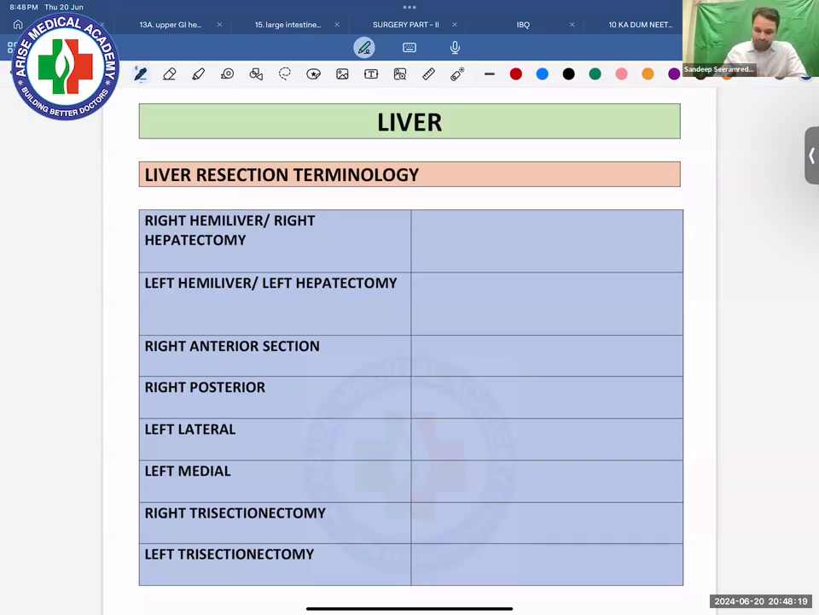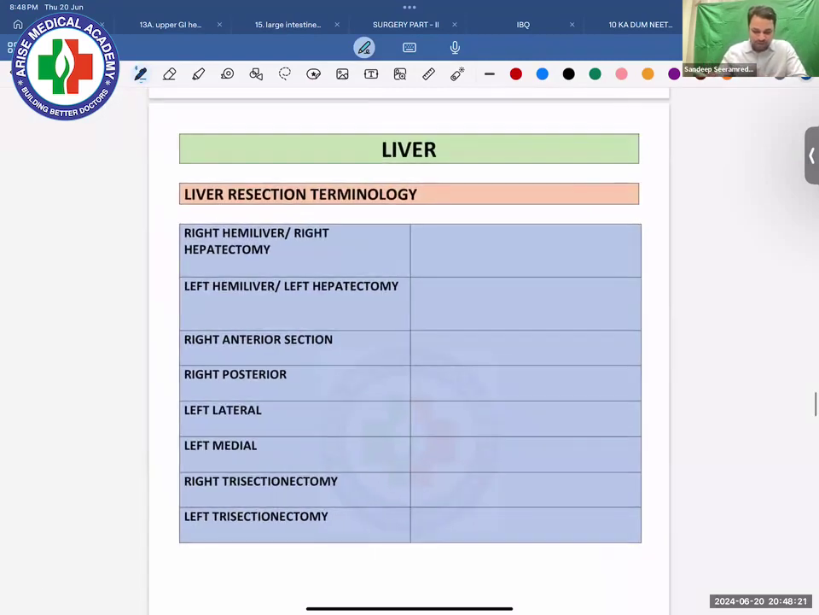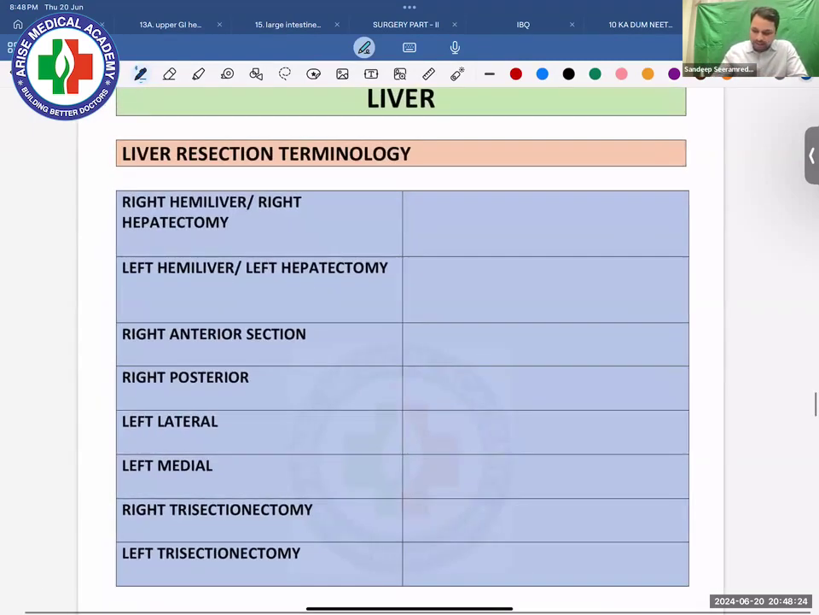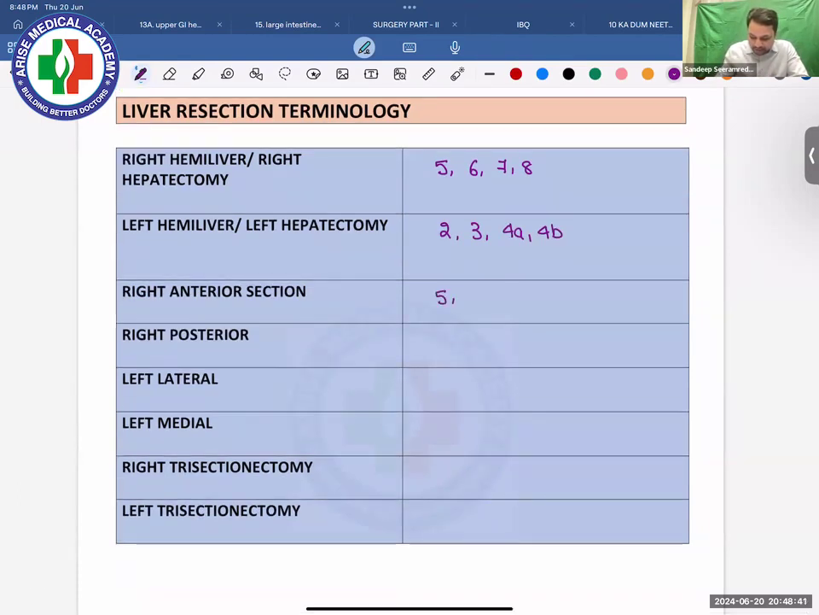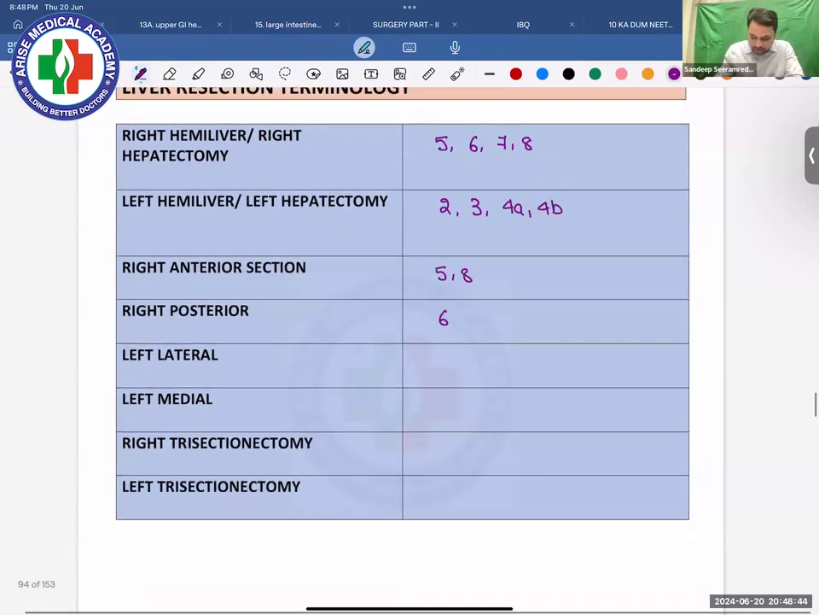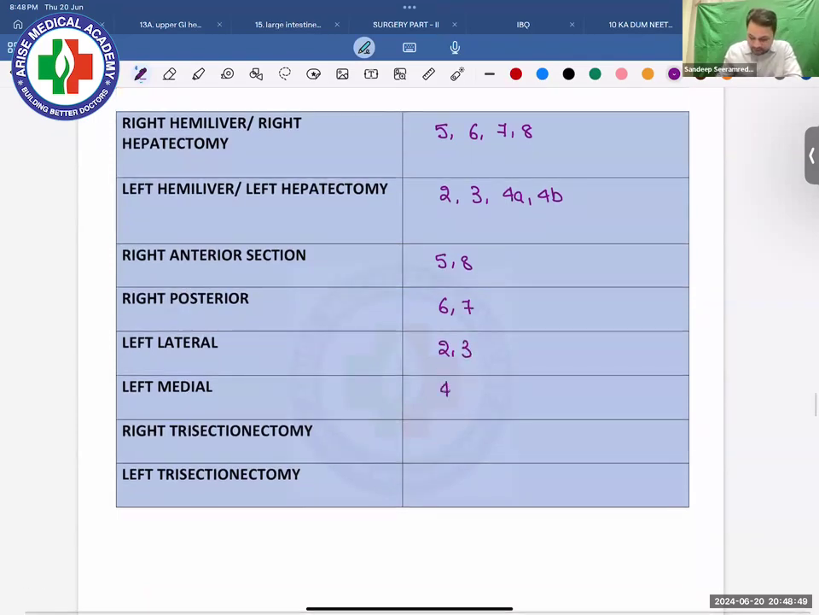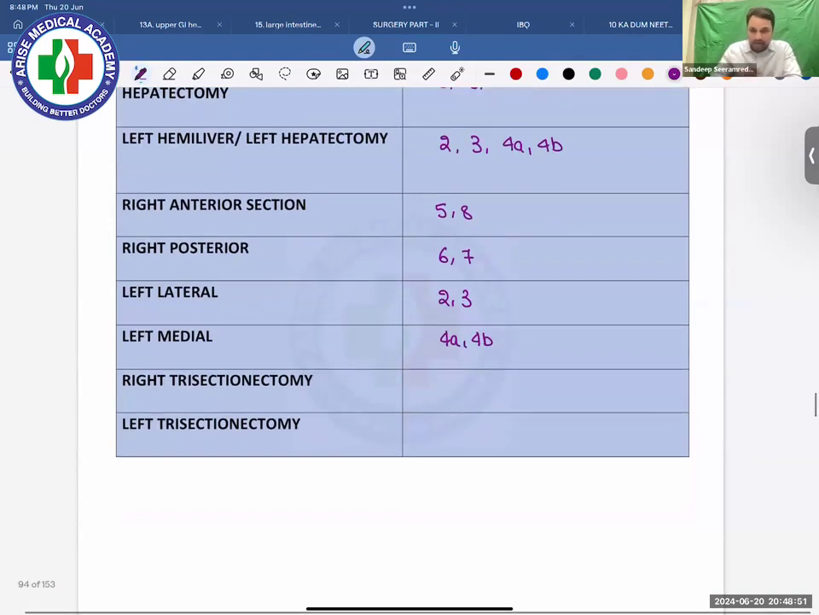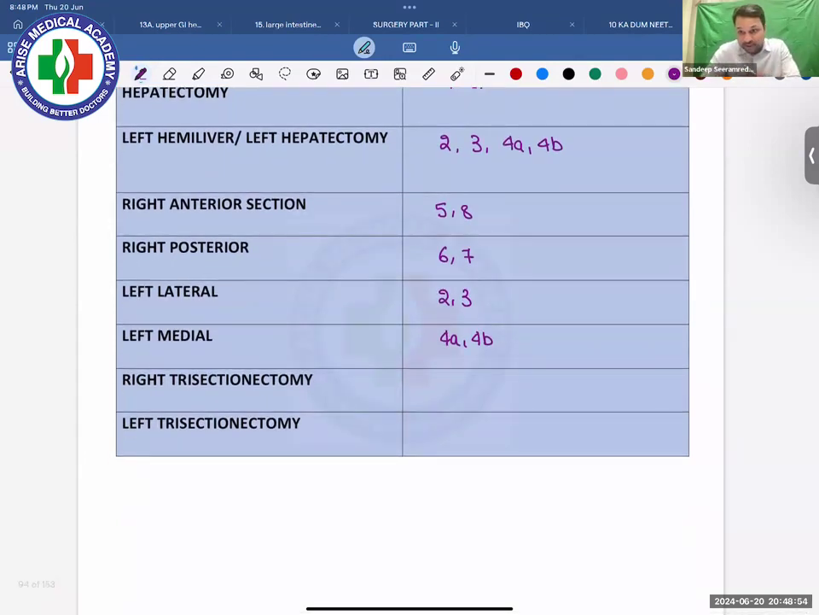So there are certain terminologies in liver resection. Can anyone tell me, when you're talking about right hepatectomy, what are the segments we are going to remove? Segment 5, 6, 7, and 8. For left hepatectomy, I'll be removing segment 2, segment 3, segment 4A, segment 4B. Right anterior sectionectomy will be 5 and 8. Right posterior will be 6 and 7. Left lateral is going 2 and 3. Left medial is 4A, 4B. Right trisectionectomy from the right side, 3 sections.